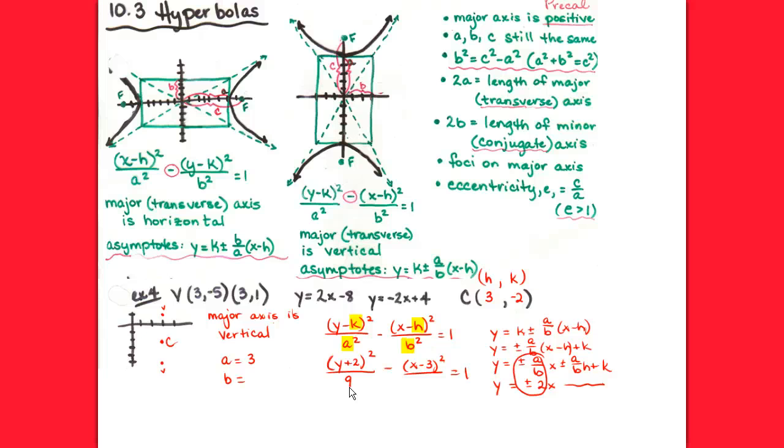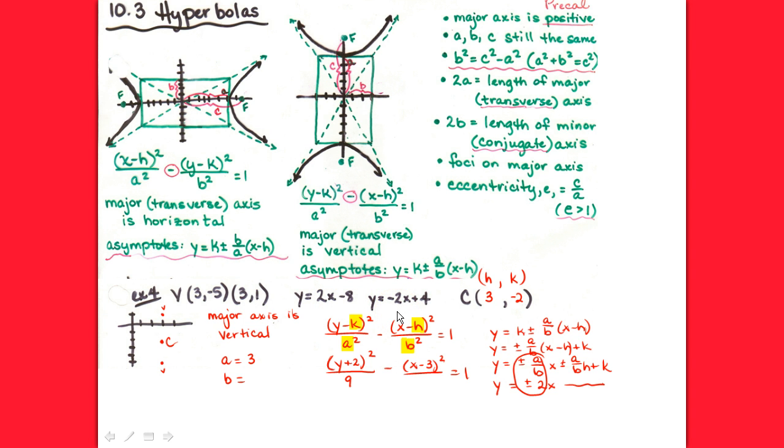They didn't give me any information about C. Typically, they'll give me some information about the focus or something, and I can get C, and then I can use the Pythagorean Theorem to come up with B. They didn't do that this time. This time, they gave me the equations for the asymptotes.